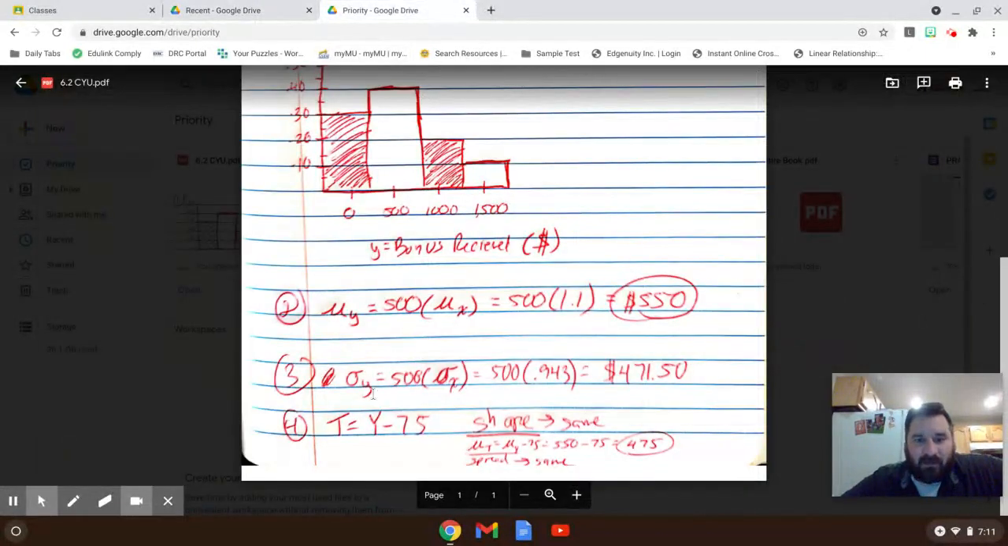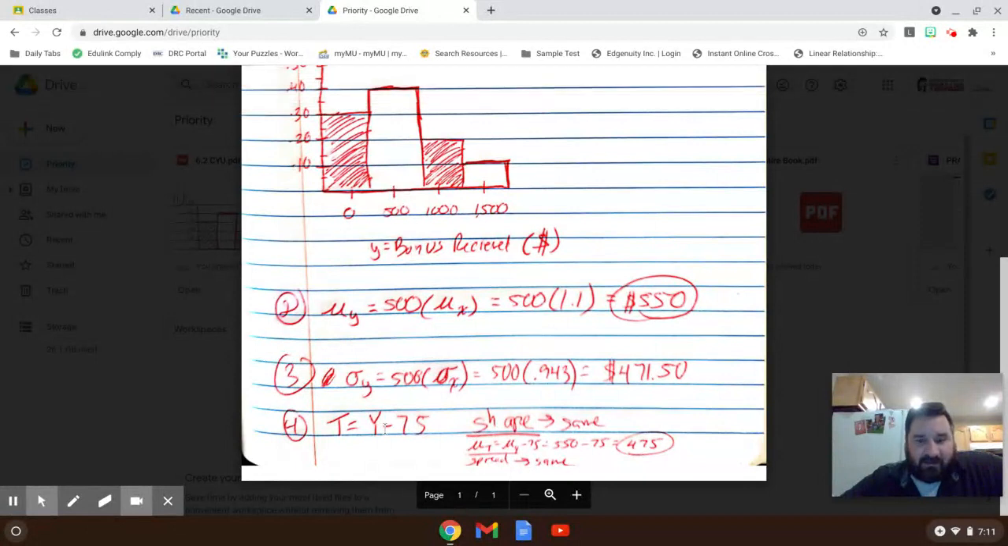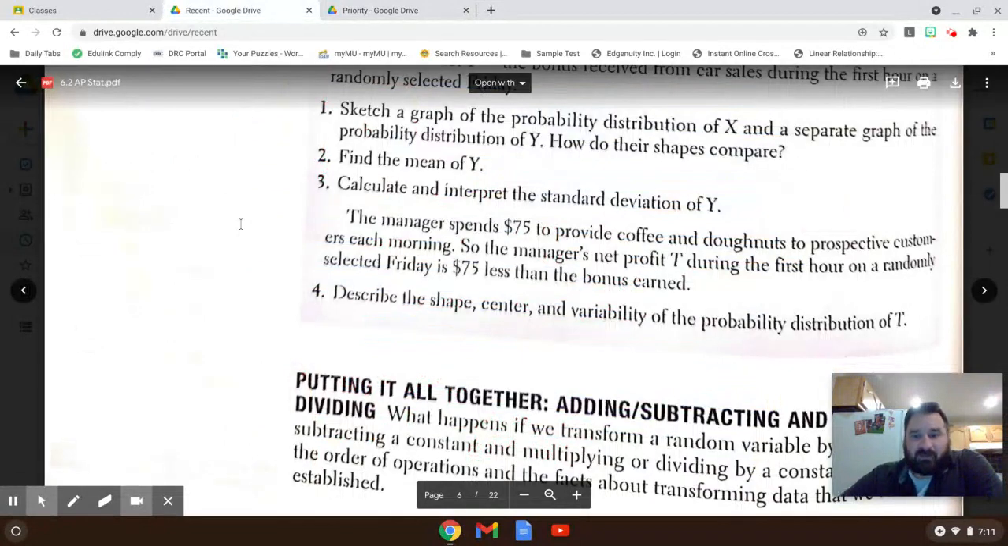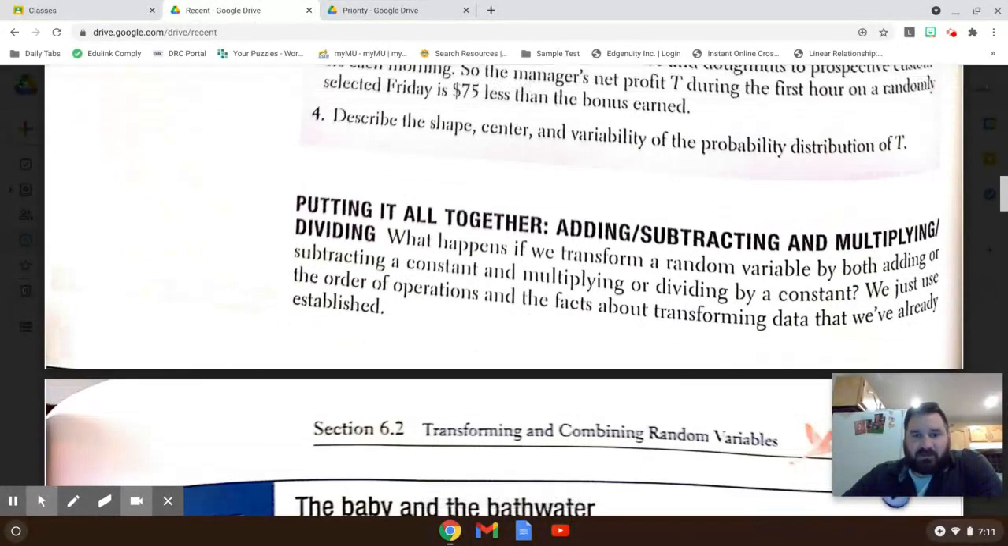So we are basically going to subtract 75 from everything. Shape is the same, but your average is now knocked down $75. So it's down to 475 from the 550. And your spread will be the same because that doesn't change when you are adding or subtracting. So again, read through that if you need to.